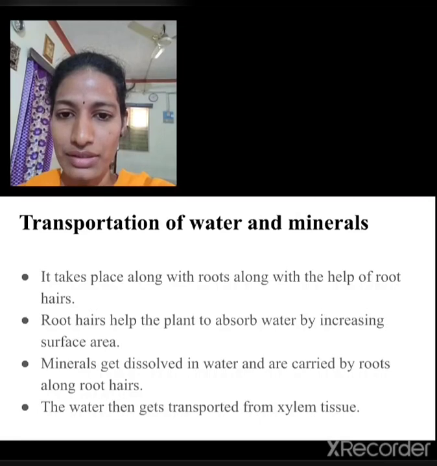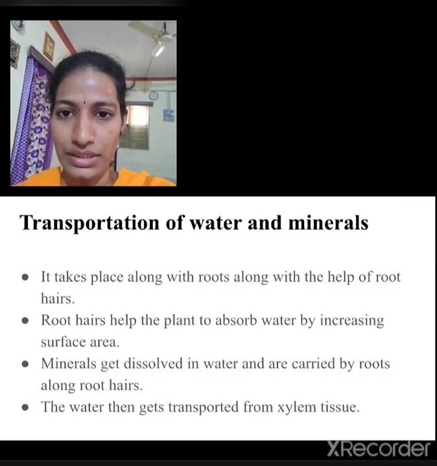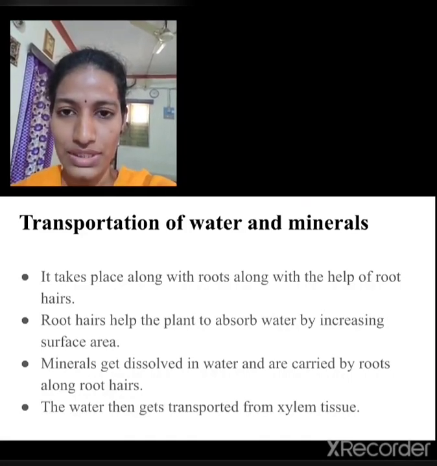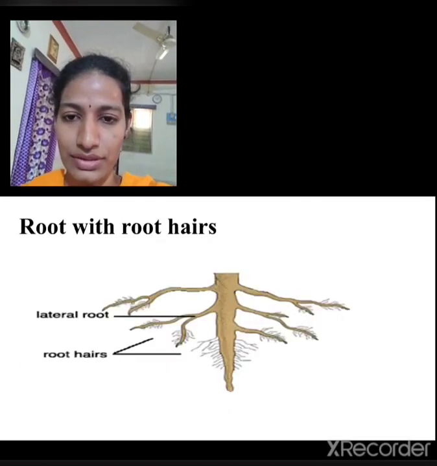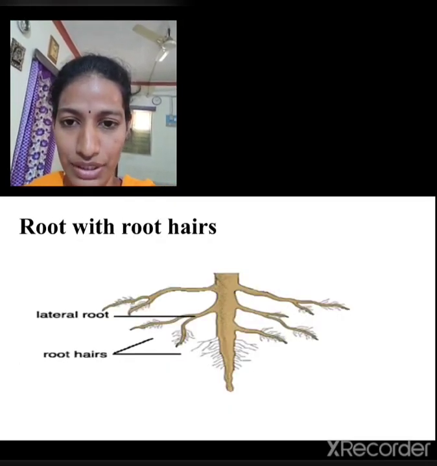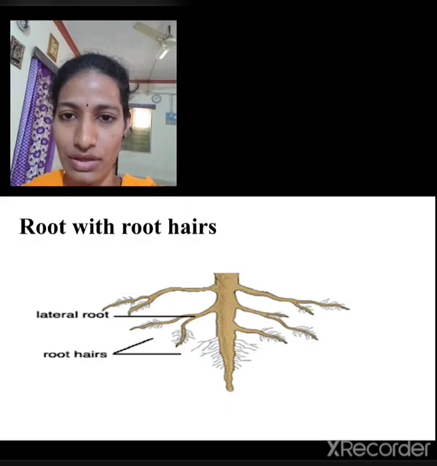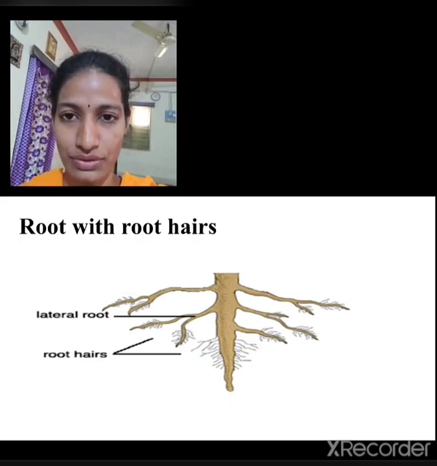The minerals present in the soil get dissolved in the water, and the roots along with the root hairs carry the water and minerals into the plant body, and the water then gets transported through the xylem tissue. Let us see how a root hair usually looks. Here you can see there is a primary root and a lateral root, and these are the small root hairs. The roots along with the root hairs help in the transportation of water and minerals throughout the plant body by passing it to the tissues.